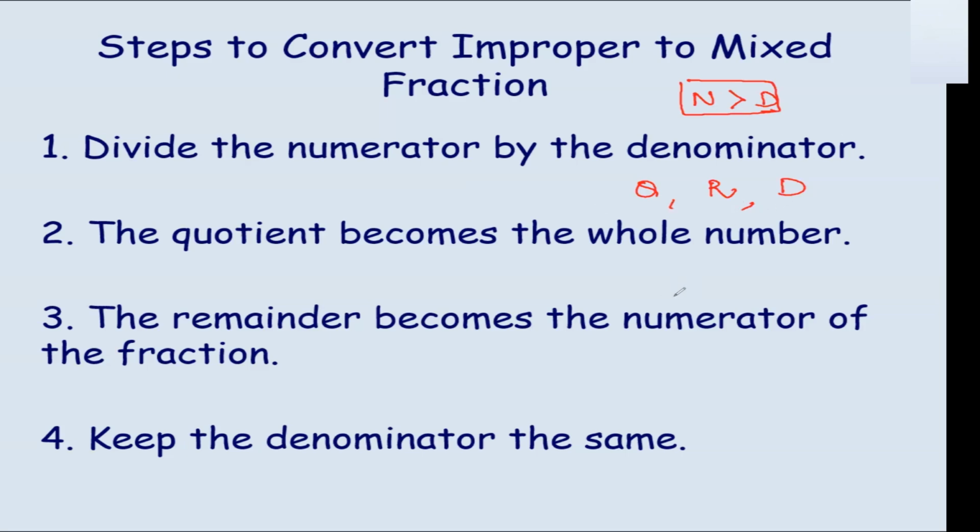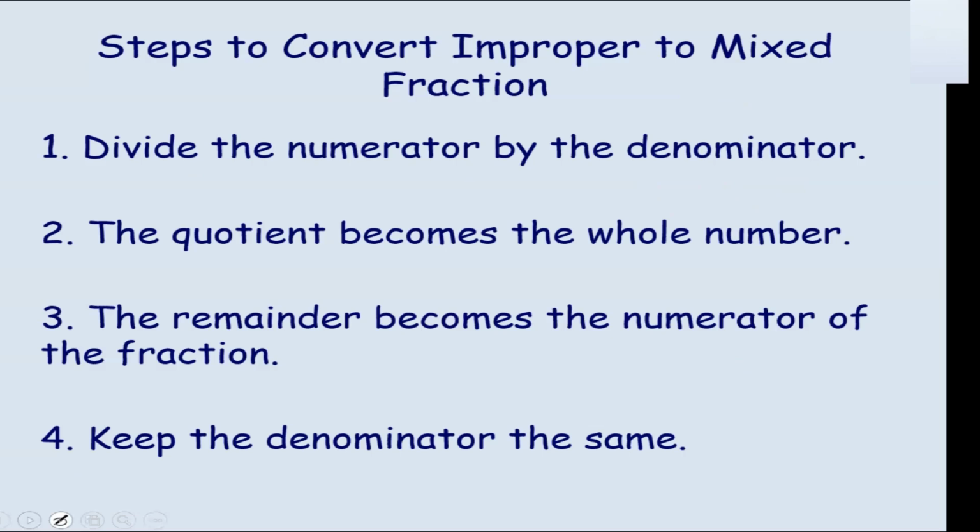How do we write it in the form of a mixed fraction? A mixed fraction is written with Q, the quotient, as the whole number. R, the remainder, comes in the numerator. And D, the divisor, comes in the denominator. Very simple. Now let us understand this through an example.